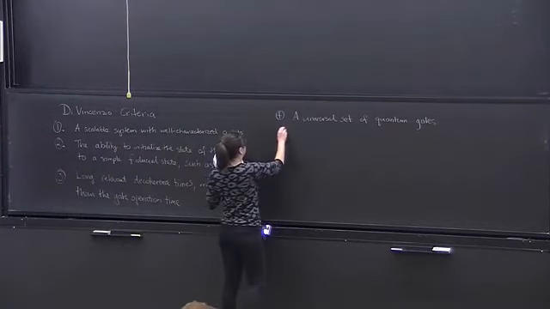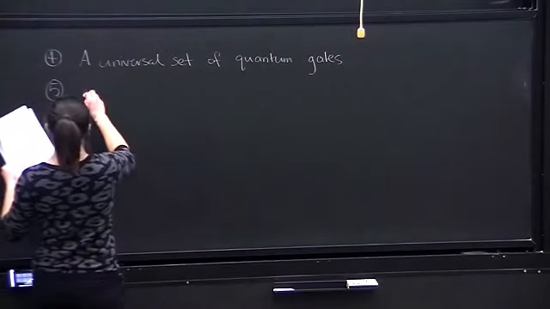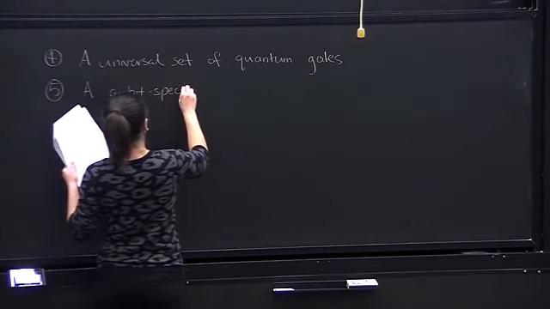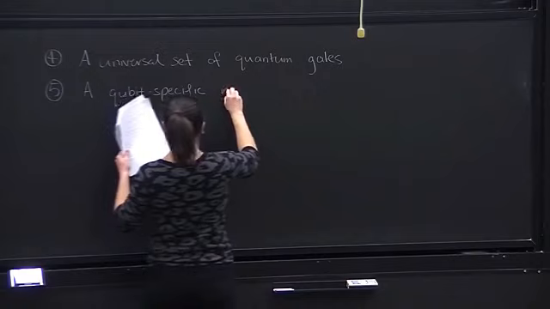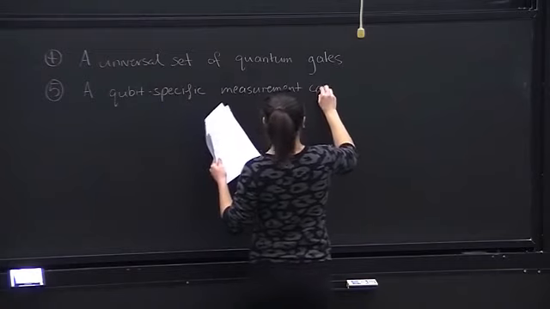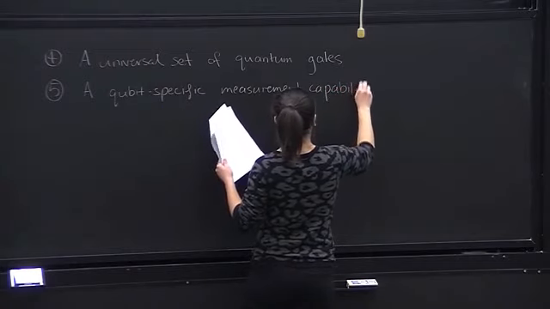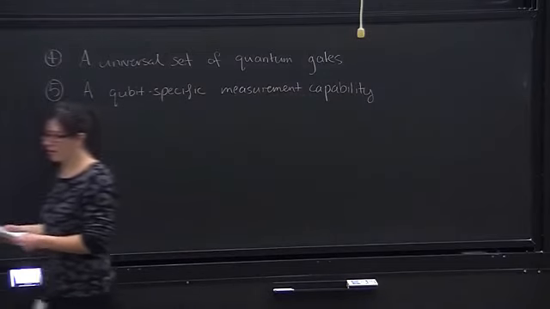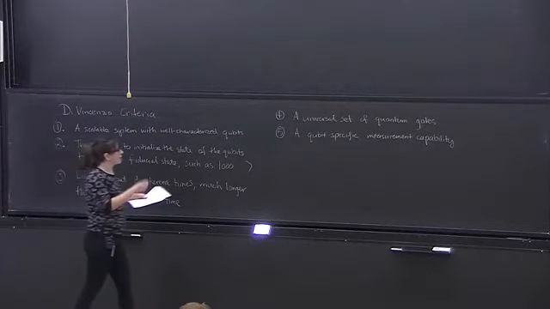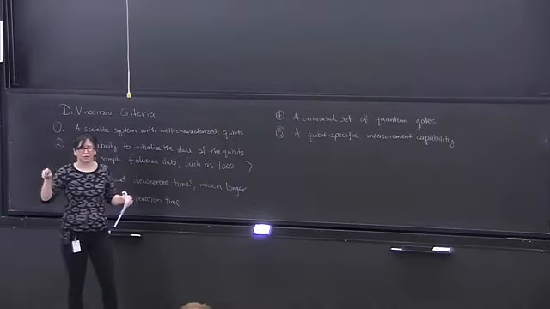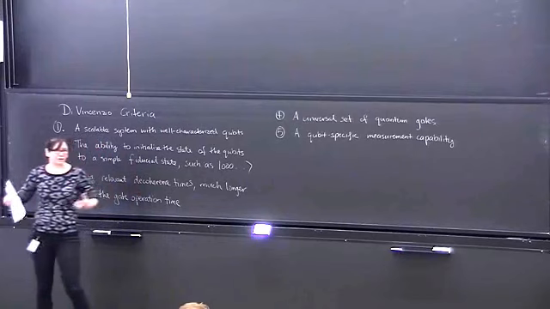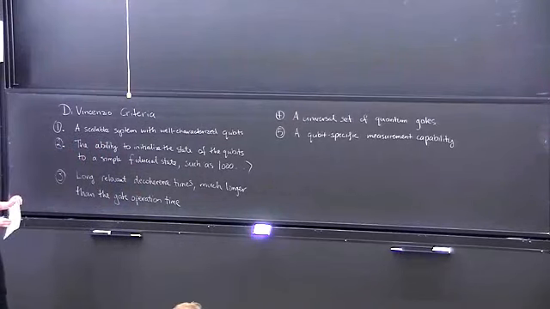Okay, and 5 is a qubit-specific measurement capability. So at the end of your computation, after you've done all of your gates and everything, you want to be able to read off the result. And you want to be able to do that specifically on each individual qubit. You don't want to be in a situation where you can only measure some bulk property of this array of qubits.